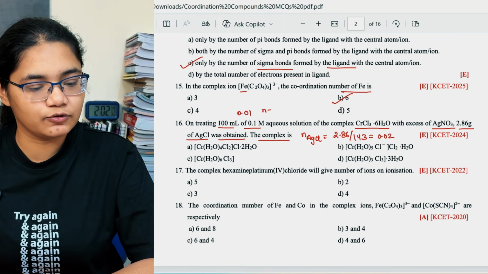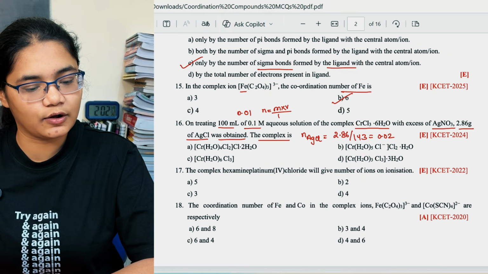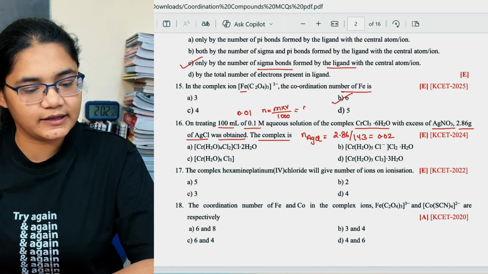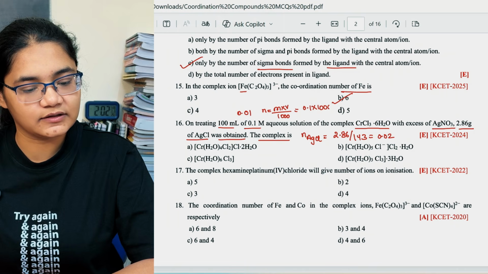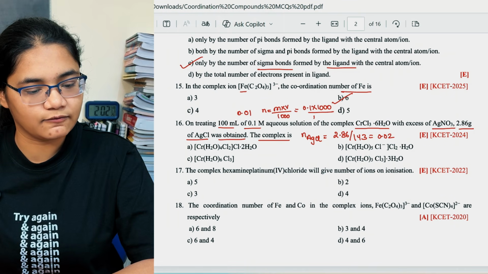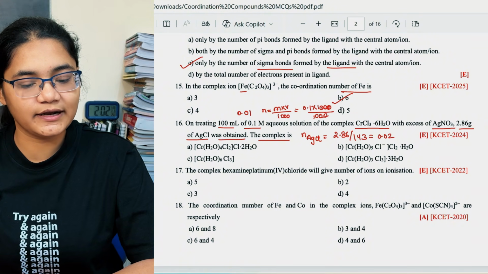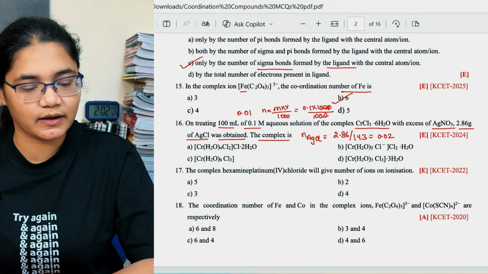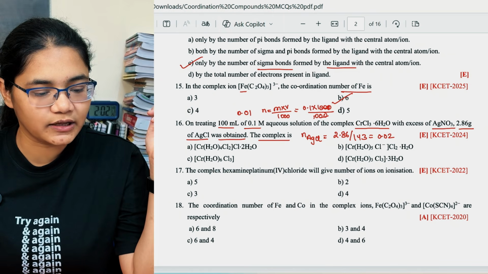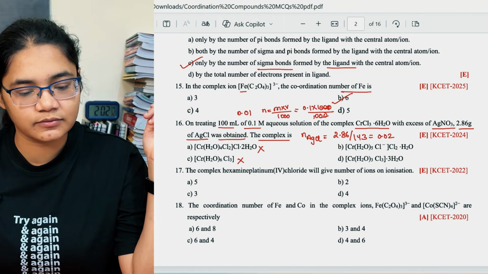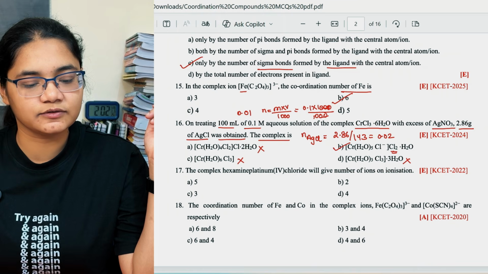So number of moles is what? Molarity into volume by 1000. So molarity is 0.1, volume is 100, and this is 1000. So it is 0.01, right? We will get 0.01 here. So that means 2 chlorine has to be outside. This is not possible, this is not possible, this is not possible, this structure is possible, so option number B here.